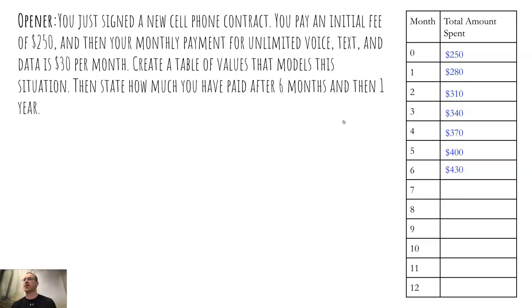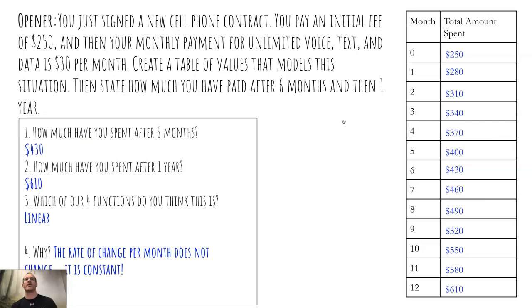Now to get to 1 year, we have to just continue that for a few more months here. So 460, 490, 520, 550, 580, and then you can see at the end of 1 year or 12 months, we spent $610. Now, which of these four functions do you think this is? Hopefully you said it was linear. And hopefully the reason why you said it was linear is because that rate of change per month does not change. It's a constant rate of change. It's just 30, 30, 30, 30, which is key for something to be a linear function.